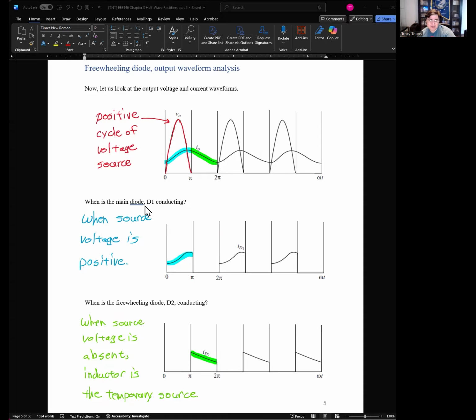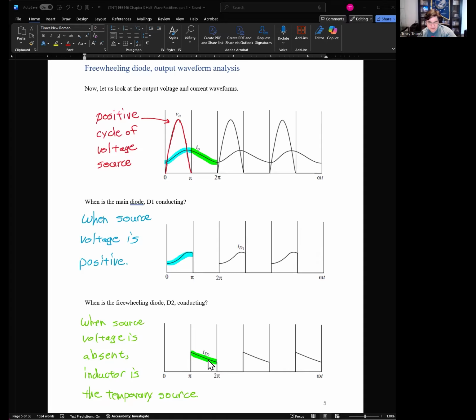When is the main diode D1 conducting within this charge and discharge cycle? Remember, this is when the voltage source is on. So whenever we have this red waveform where the source is active, the half-wave rectifier is acting like normal, and you have a positive current that builds up. Once the voltage is gone, between 180 and 360 degrees, this is when the freewheeling diode D2 is conducting.